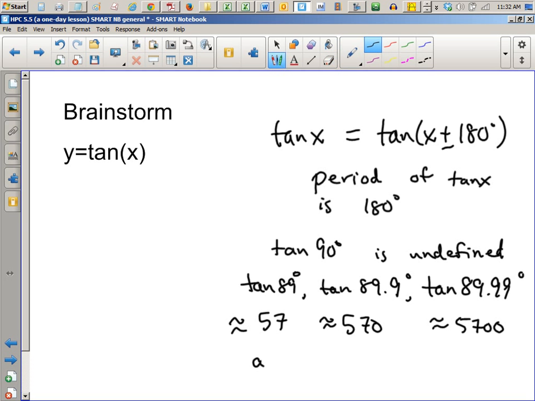So one way to say it is, as x approaches 90 degrees, and this little minus means from the left. That means from numbers slightly less than 90. So this symbol, x arrow 90 minus, means 89.9, 89.99, 89.999, 89.99999. That's what that little minus sign means, okay? Because you can also approach 90 from the right: 90.01, 90.001, 90.0001. This is from the left. As this happens, tan x goes to infinity.